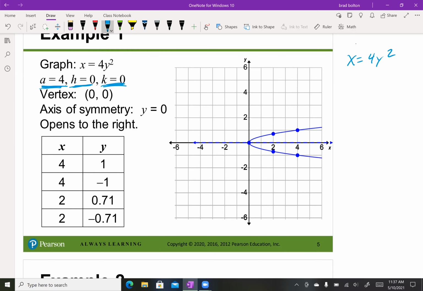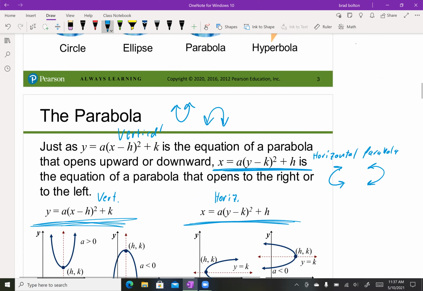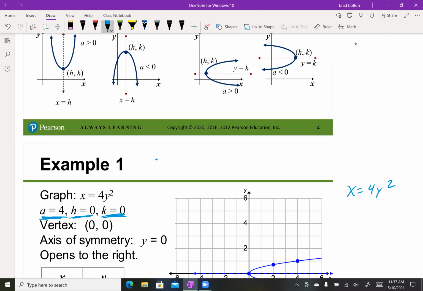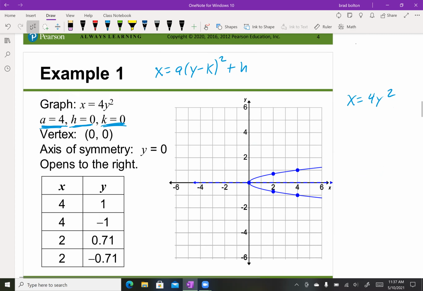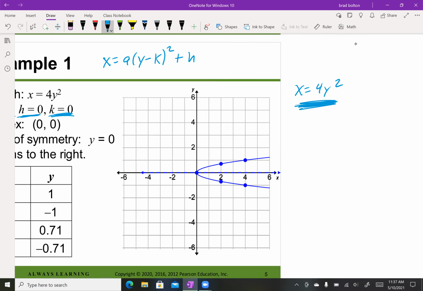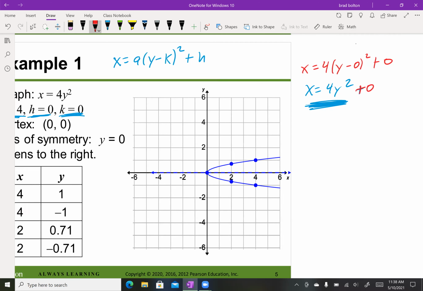Okay, and that's because if we go back up to this equation right here, a times y minus k. So if we do x equals a times y minus k squared plus h, right? If we go back to that equation, we see that right here, there is no plus h. So it's technically, let me do it in red, it's technically plus 0. And then we also see that this is 4 times y minus 0 squared plus 0. So this would be basically how you could write it, okay?